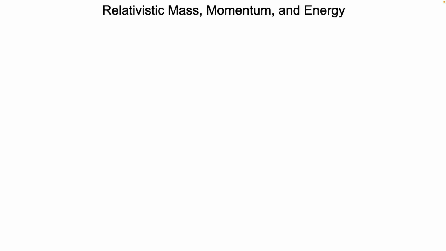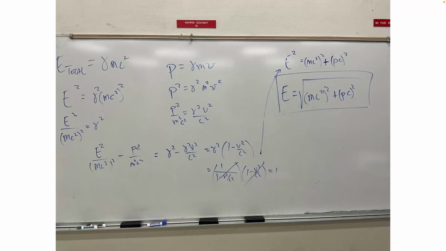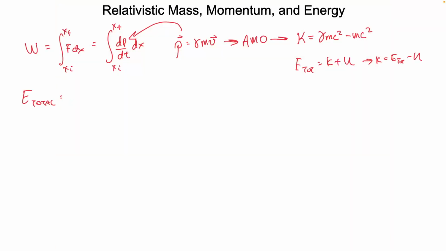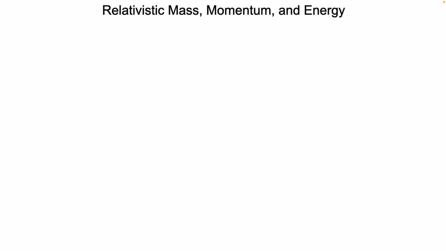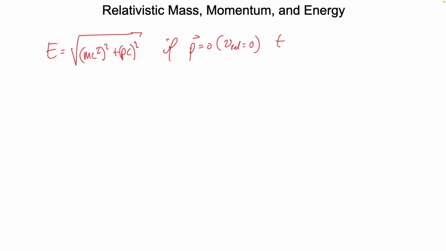Okay, so there we go. This will be in the PDF, right? Because of technical difficulties, we went from here to here. But what we've got in the end is that the real deal is this: if the momentum is 0, in other words, the relative velocity is 0, then E equals mc squared, hooray.